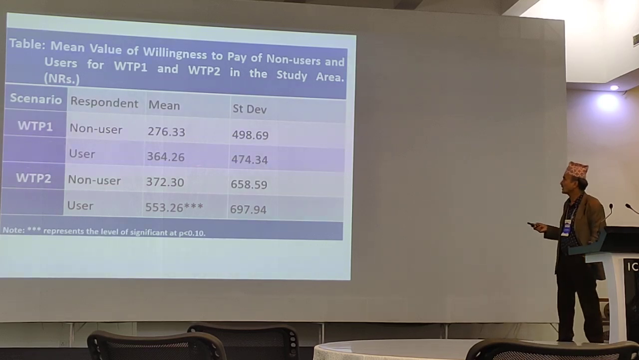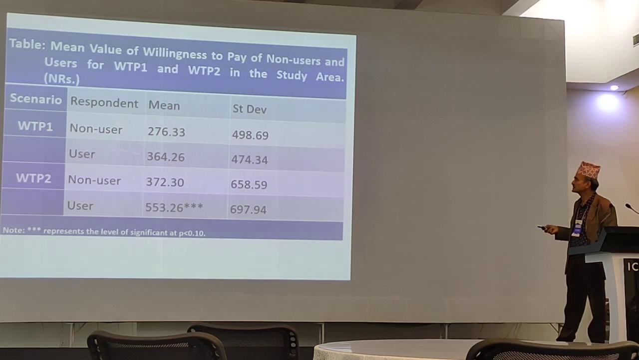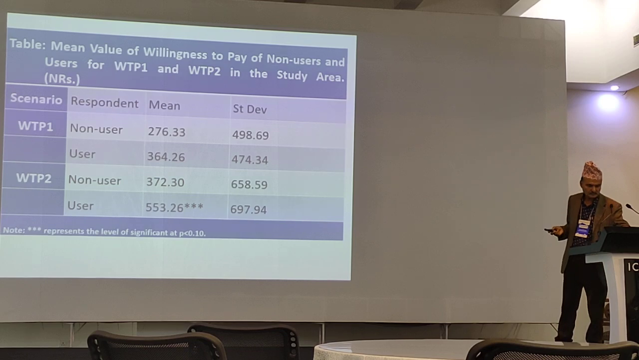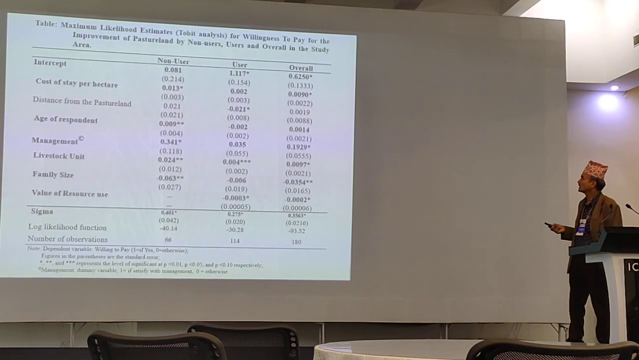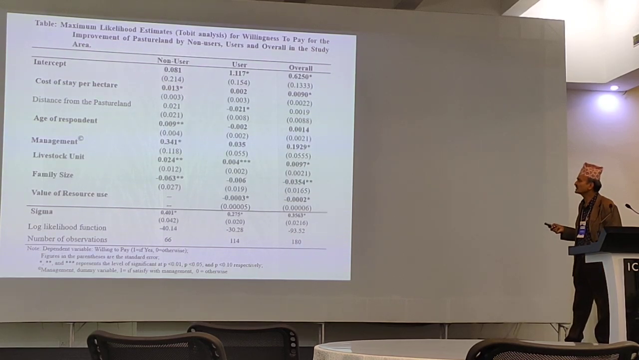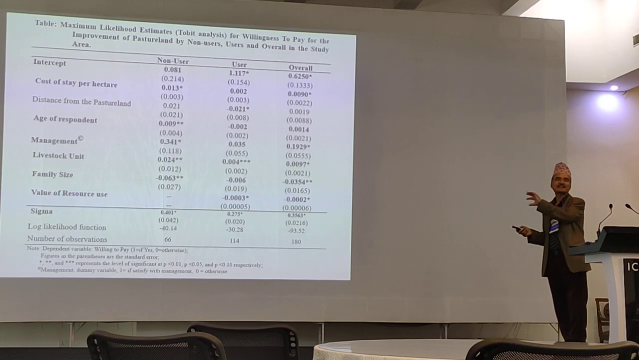So what we find is that users are willing to pay more than non-users. Similarly, here the higher ratio comes and is significant at 10%. So I used another analysis method, where willingness to pay is the dependent variable. What are the coefficients of our variables? Actually, this is totally different from the other papers presented here.